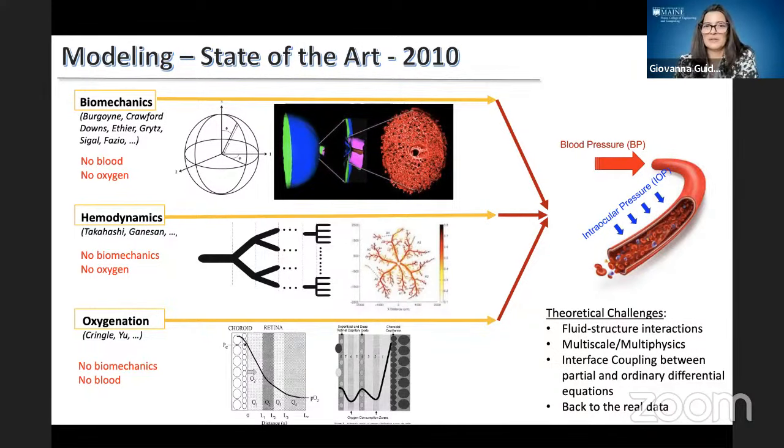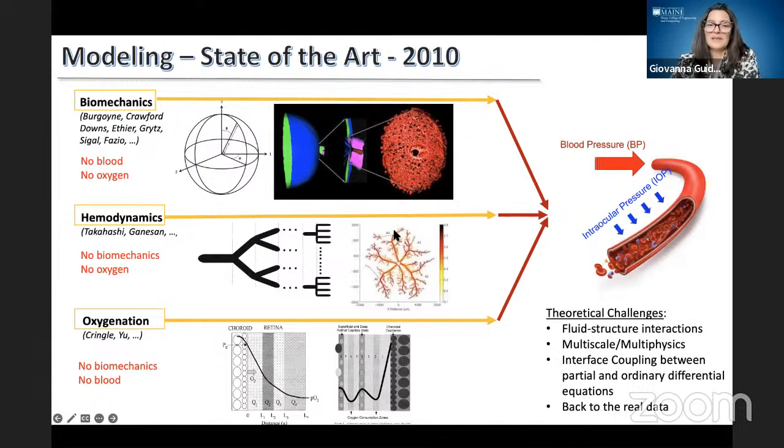So when we started our endeavor in mathematical and computational modeling of blood flow in the eye, in 2010, the state of the art was as summarized here. There was a lot of advanced work on the biomechanics of the eye, down to finite element simulations of stresses and strains in the back of the eye on real geometries extracted from images. However, there was no blood flow or oxygen transport in it. These were structures that were deforming, but there was no fluid.